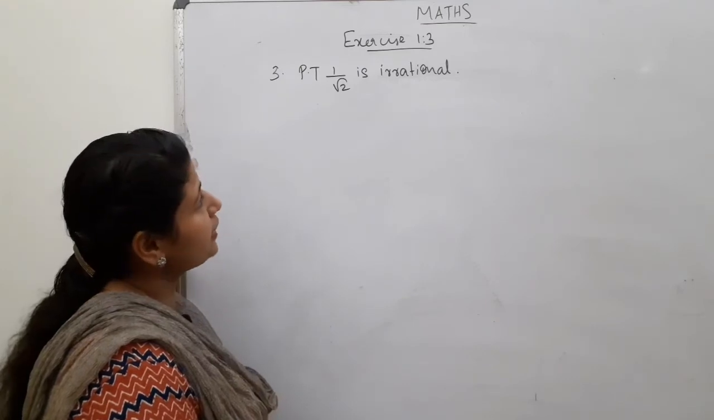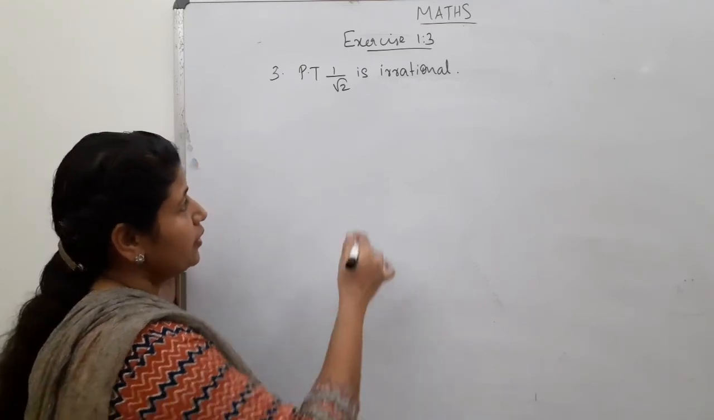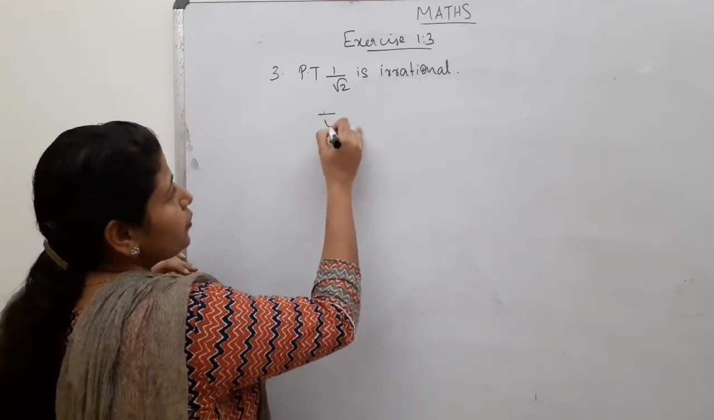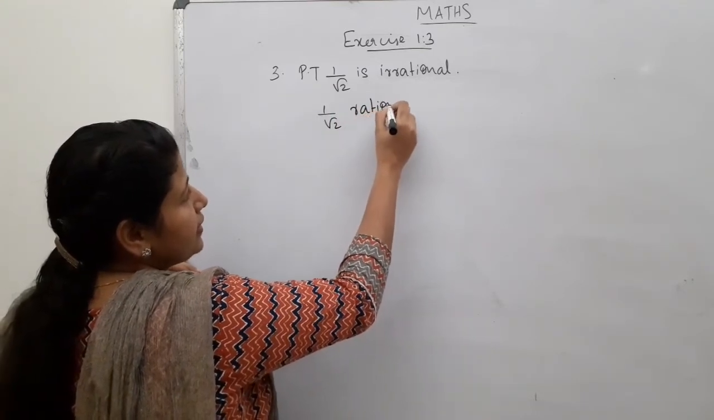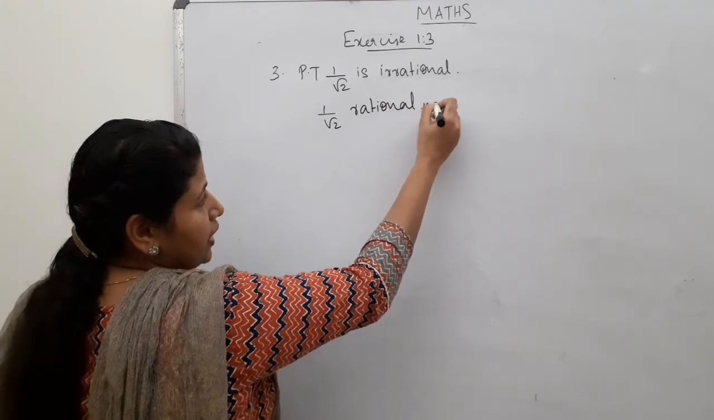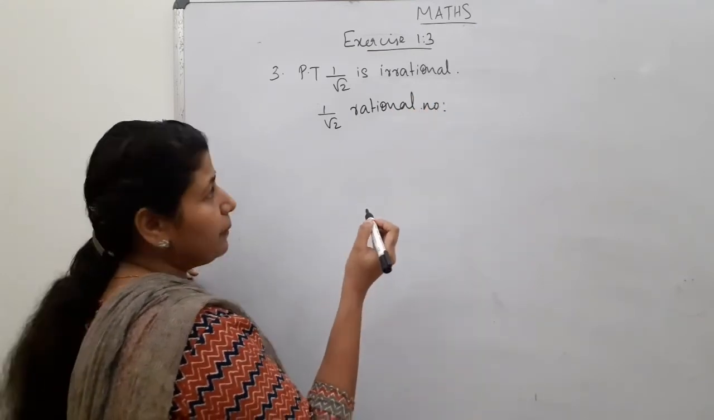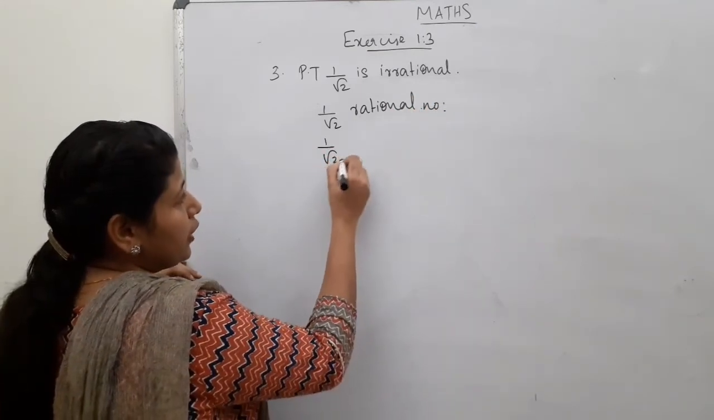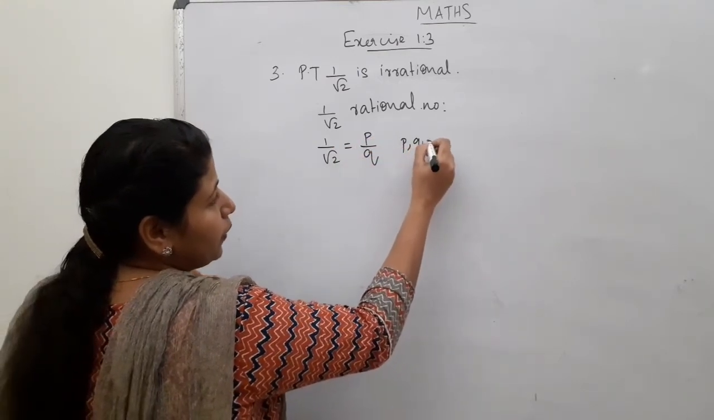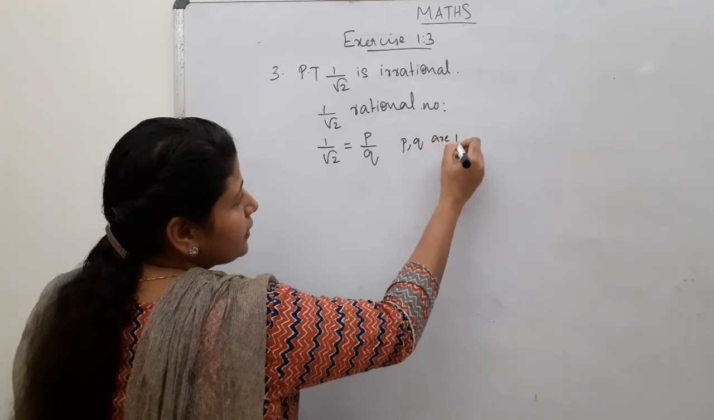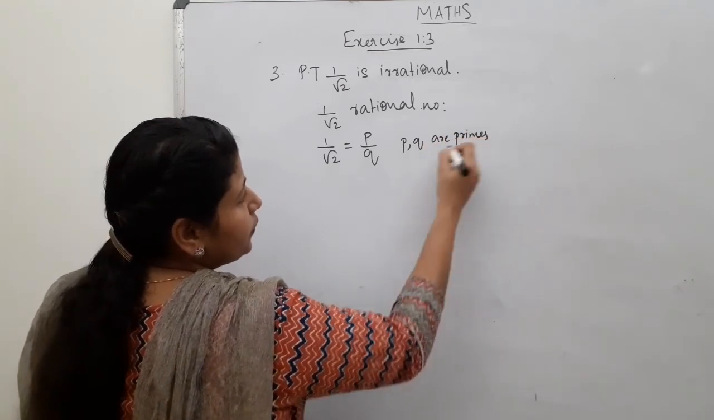Next question, prove that 1 by root 2 is irrational. So we want to take 1 by root 2 as a rational number. Every rational number can be written in the form P by Q. So we are taking 1 by root 2 as P by Q, where P and Q are primes and Q is not equal to 0.